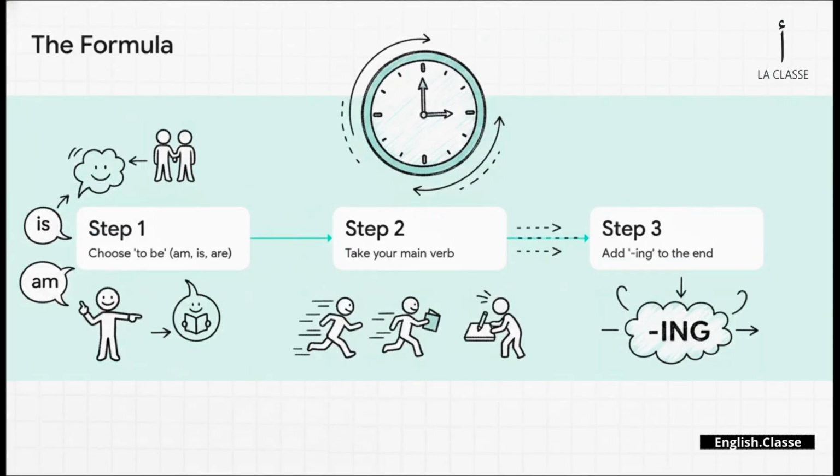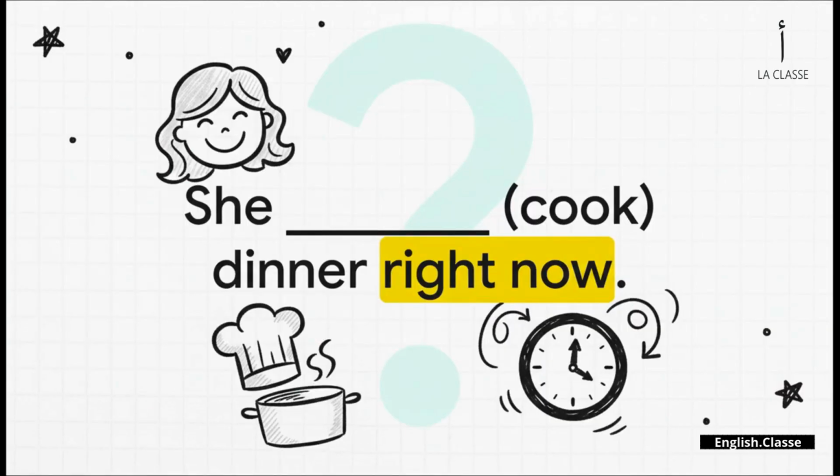You know, we can even break it down into 3 super easy steps. Step 1, pick the right to be verb for your subject. Am, is, or are. Step 2, grab your main verb, the action word. And step 3, just add ing. That's the whole recipe, right there. Okay, you ready? Let's put that formula to the test.